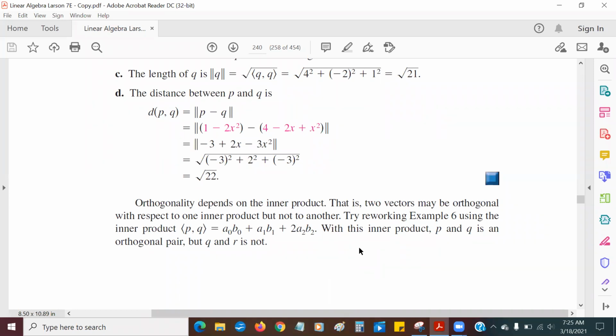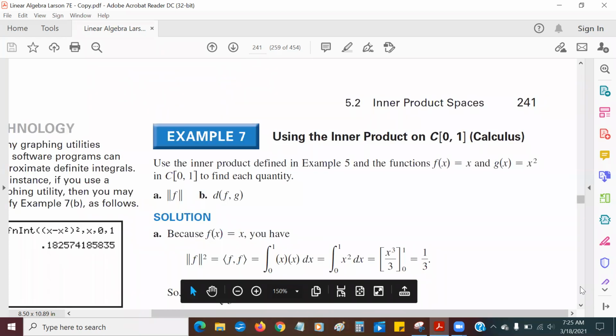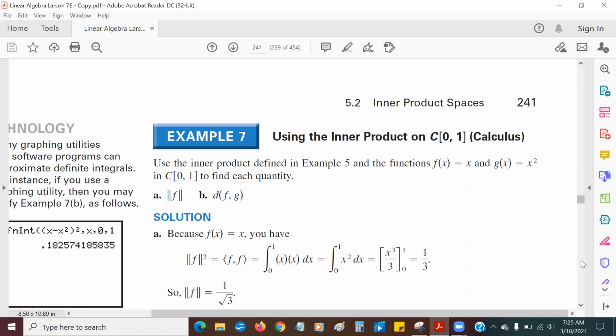That's something you have to realize: it's not just the vector space, but how you define the inner product. If you define the inner product one way, certain vectors may be orthogonal, and if you define it a different way, different vectors are going to wind up being orthogonal, and so forth. Okay, let's look at another really cool example, using an inner product on C[0,1].